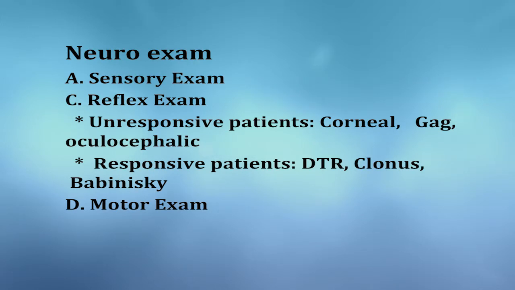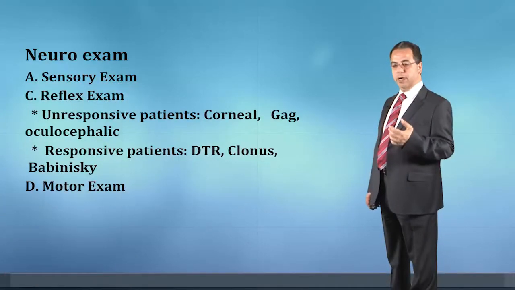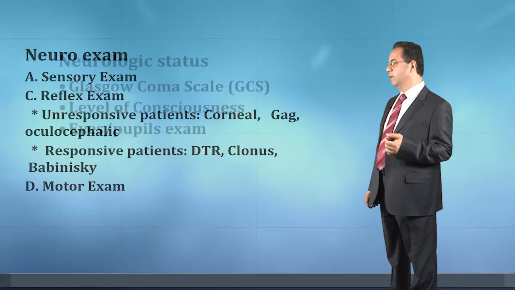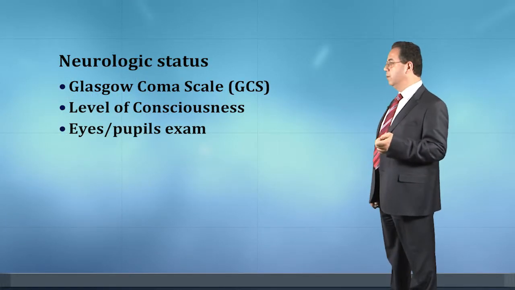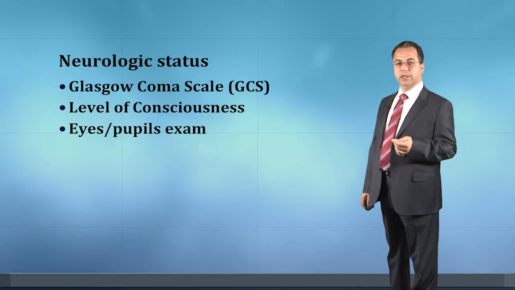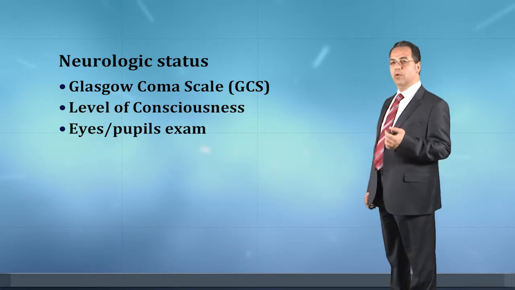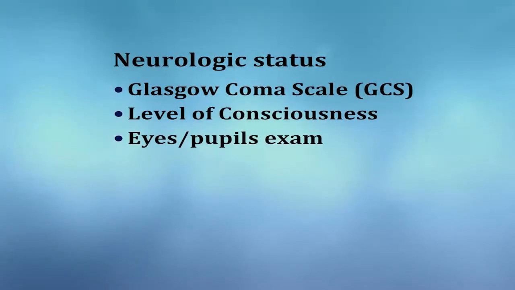Reflexes, you check the deep tendon reflexes if the patient is awake, and check for ankle clonus. If he is unresponsive, you move on to corneal and gag reflexes and oculocephalic. Babinski's signs are always helpful. Motor examination by observation, see if the patient is moving one side more than the other, if he's paralyzed in the legs, if he pulls to pain or touch.